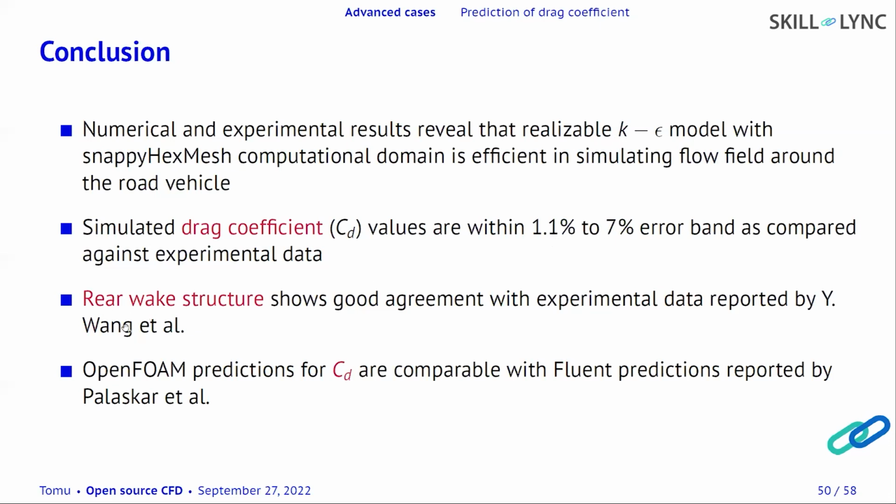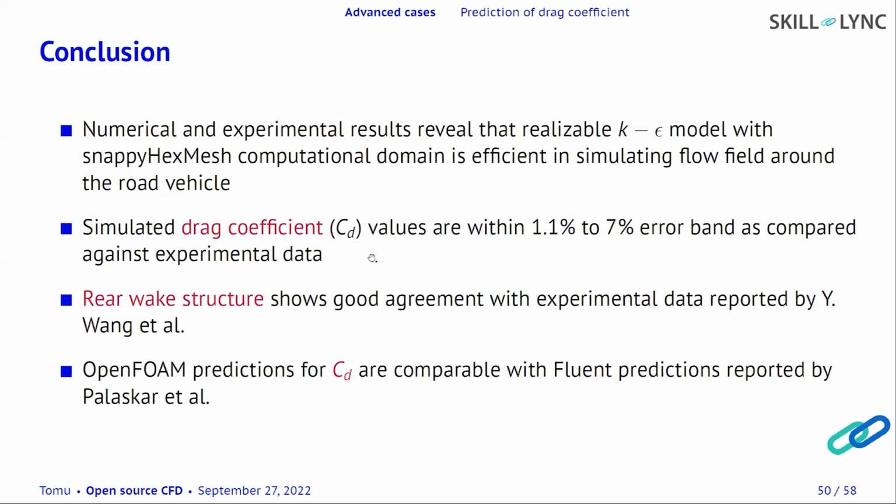And they have also found the rear wake structure, which is the structure of airflow behind the vehicle. It shows good agreement with whatever was reported by Wang. And then the CD predictions, or the drag coefficient predictions, are comparable with Fluent predictions.